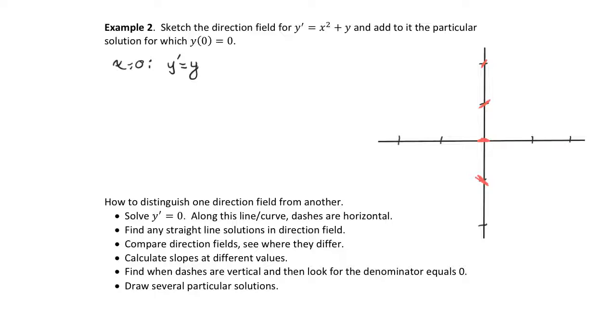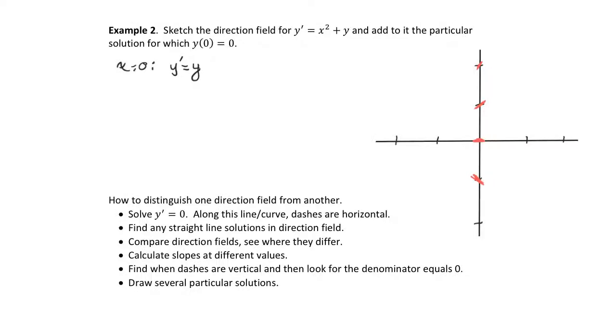And when y is -2, the derivative is -2, which means we will go up 2 and left 1. So it's going to look something like that. We could fill in more, but this will give us enough of a picture here. Let's look to see what happens when x is 1.